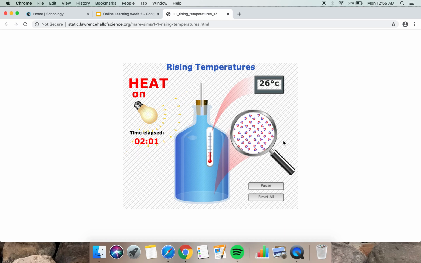Now, as they continue to move faster, if we wait longer and longer, because temperature measures the average kinetic energy of these particles, if we wait long enough, the temperature should also increase because the particles are moving faster. I'll give it maybe 30 more seconds and then we can move on.